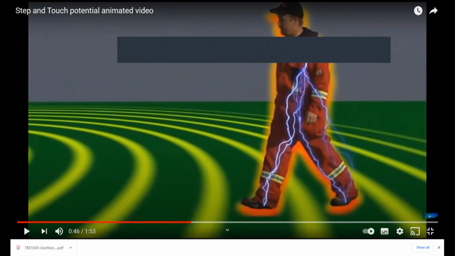Now, if this person stands on this circle, okay, both legs on this circle, one leg, let's say here, another leg far away but within this circle, then there will be no current flow through his body. Why? Because there is no voltage difference. But if this is the way he moves, definitely his two feet will be at different voltage levels. So that voltage difference will cause a current flow through his body. Okay.